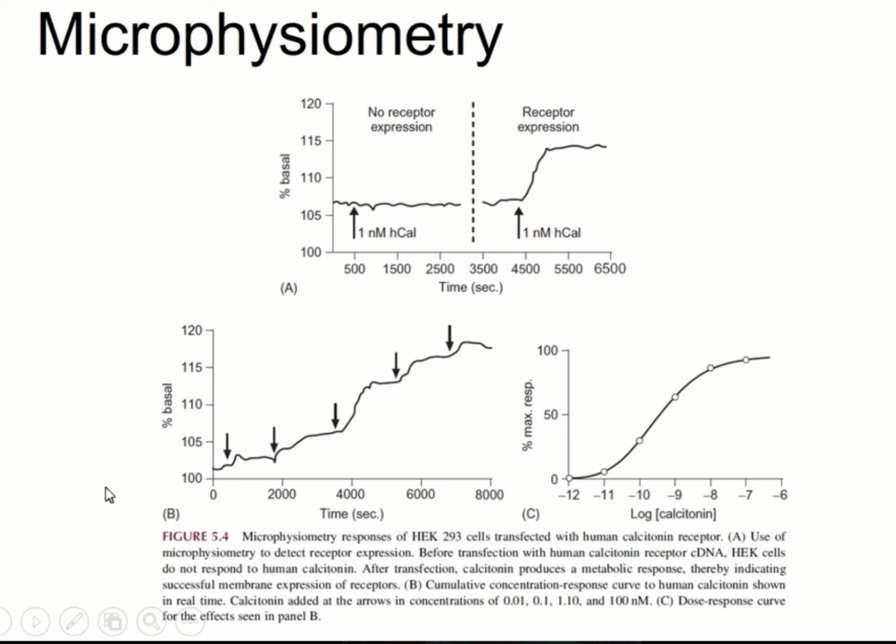In the bottom left, what we're doing is we have some cells, and every time we reach an arrow, we are adding a higher concentration of our calcitonin. And so we see that every time we add calcitonin, our metabolism increases more and more. On the right, this is just a dose-response curve pulled from the one on the left, looking at what metabolism results from each concentration of calcitonin.